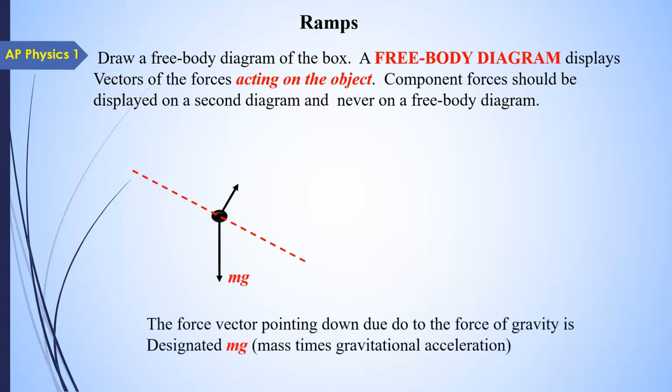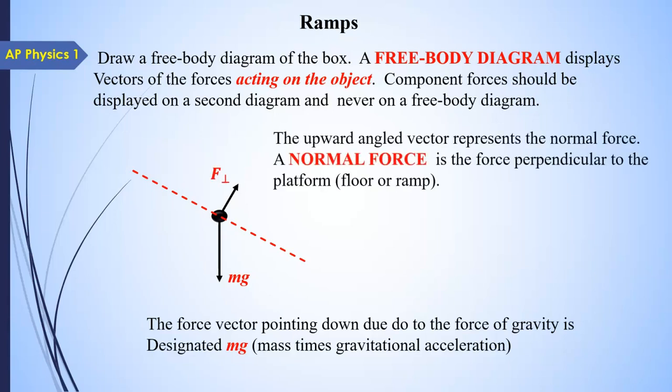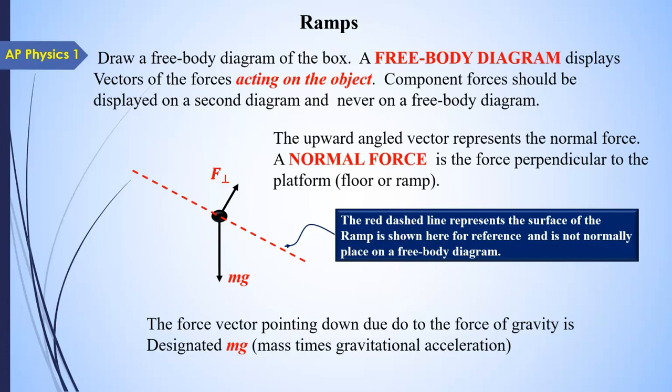So first is the force vector pointing down due to the force of gravity, and that's designated mg, mass times gravitational acceleration. Almost never do you designate it as Fg or anything else. It's just mg. Okay, there's the normal force. That's the force of the ramp pushing upward on the box. So the upward angled vector represents the normal force. A normal force is the force perpendicular to the platform, that is, to the floor or to the ramp. The red dashed line represents the surface of the ramp, and that's shown here for reference only. It's not normally placed in a free body diagram.